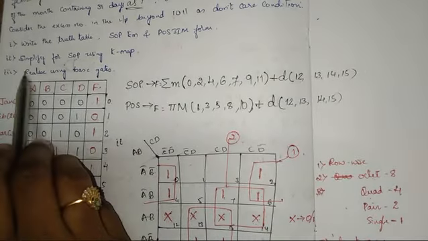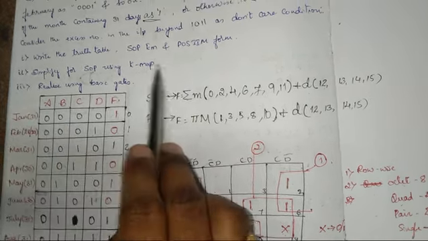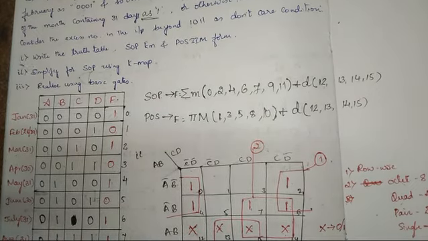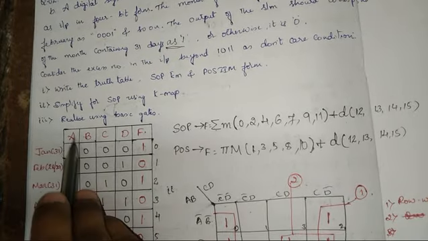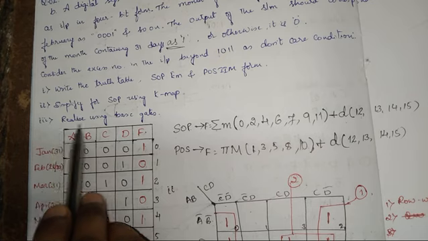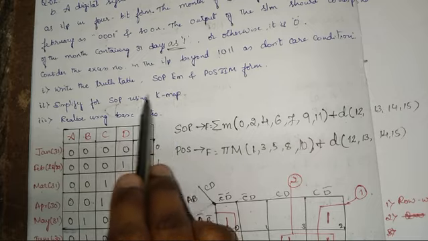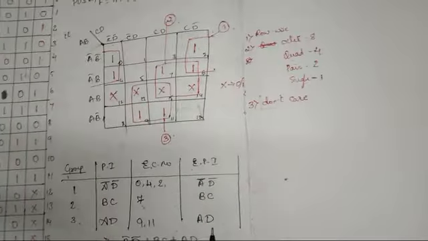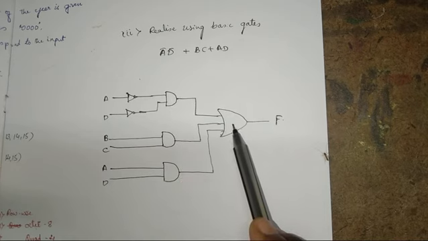Okay, this completes the second sub question of this question. And the third sub question of this question is realize using the basic gates. So whatever solution we have got here, we need to realize it using the basic gates. What are the basic gates? The NOT, AND, and OR gates.